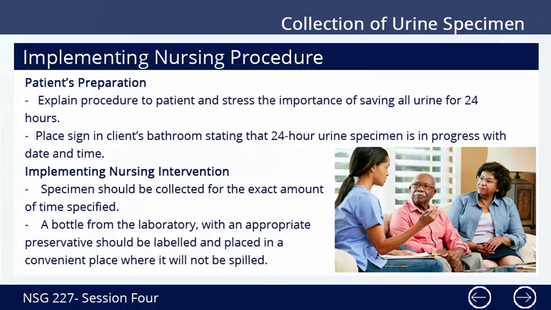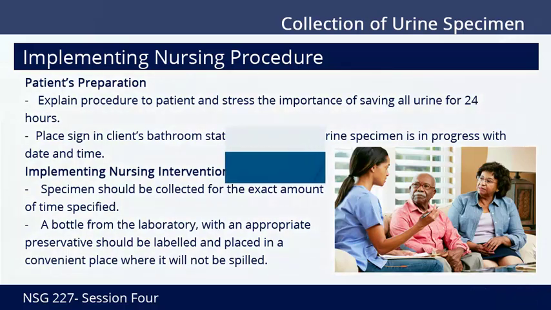Explain procedures to patients and stress the importance of saving all urine for 24 hours. Place sign in client's bathroom stating that 24-hour urine specimen is in progress with date and time. Implementing nursing intervention. 1. Specimen should be collected for the exact amount of time specified. 2. A bottle from the laboratory with an appropriate preservative should be labeled and placed in a convenient place where it will not be spilled.